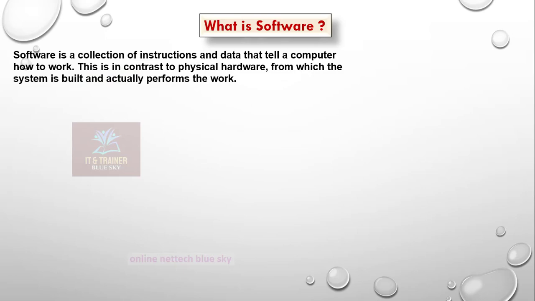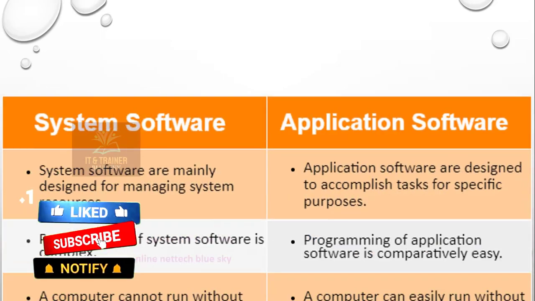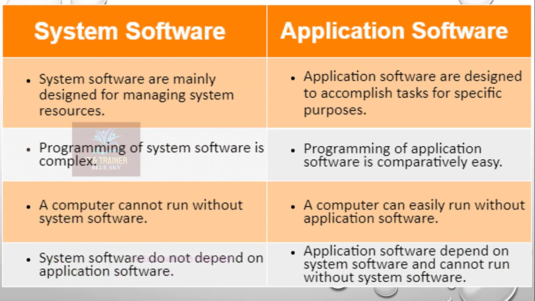In the last previous video I also told you about Microsoft, what is Red Hat, what is a program, and why we create software. What is software? So today I will explain system software and application software, and the difference between system software and application software. So let's start and understand this video.